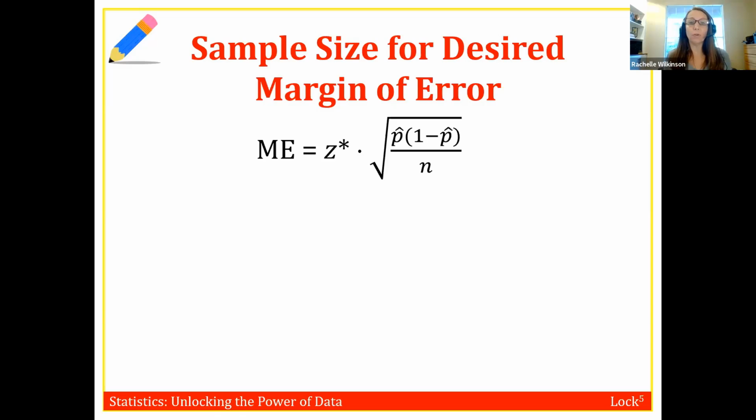So it would be helpful if you know what you want your margin of error to be in the end, maybe 3 percentage points, 4, 5, 1, whatever, to be able to figure out, okay, then what size sample would I need to collect in order to get that margin of error that I want? So here on the screen, you can see the formula that we have for the margin of error portion of our confidence interval. And if I want to figure out what sample size I would need for a particular margin of error, I can basically just take this formula and algebraically solve it for n.